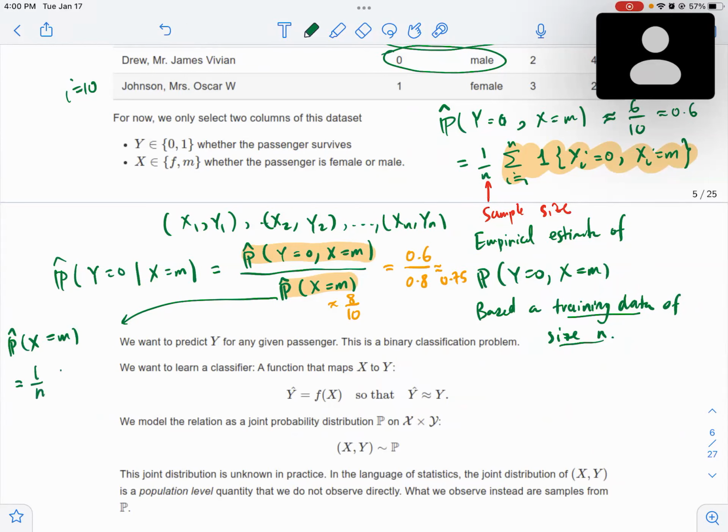1 over n, I'm going to help you. Sum i from 1 to n. Indicator, yeah, 1. Xi equal to m. Yes, exactly. So this just counts how many cases. I'm going to look at all the rows. I just care about the xi's. If xi is equal to m, this is going to be 1, and this just counts how many of those we have. And then we're done.